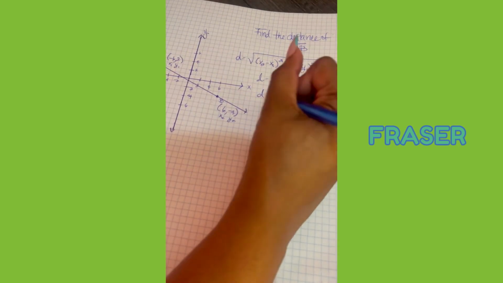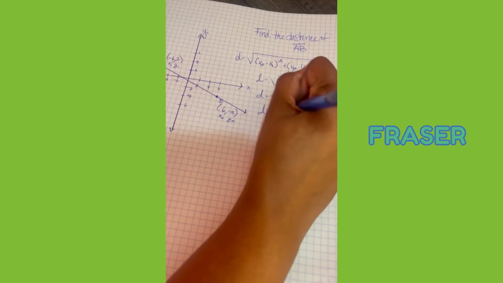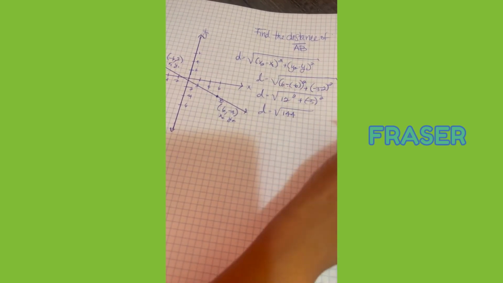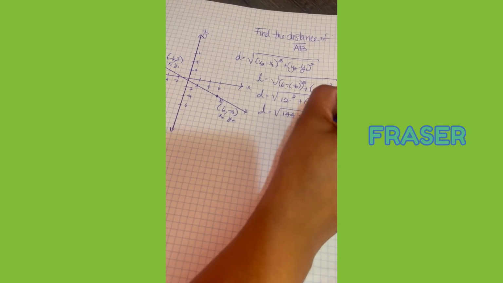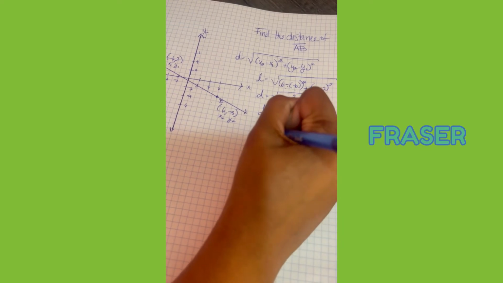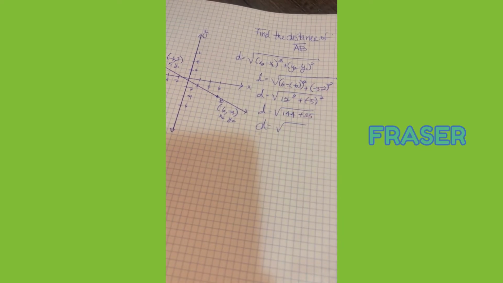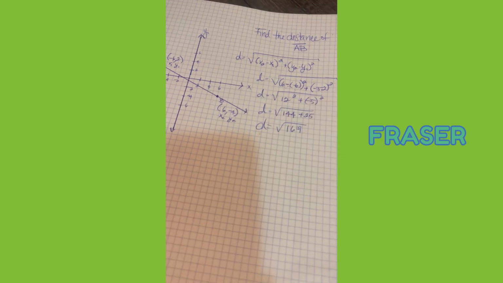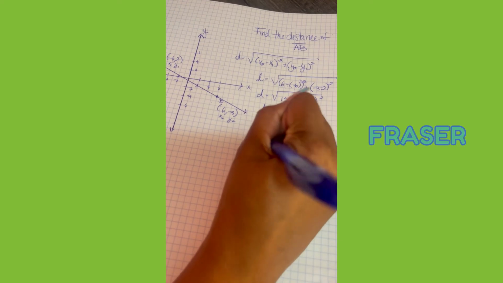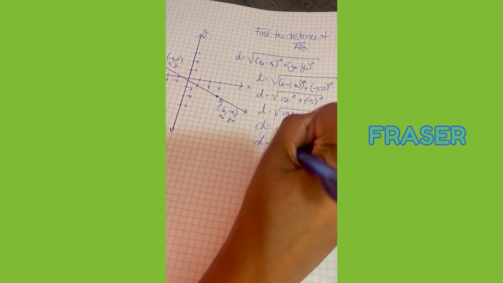And that's squared. So distance is equal to the square root of 144 plus 5 squared, which is 25. Now, what is 144 plus 25? That looks like 169. And I know the square root of 169 is 13, so my distance is equal to plus or minus 13.